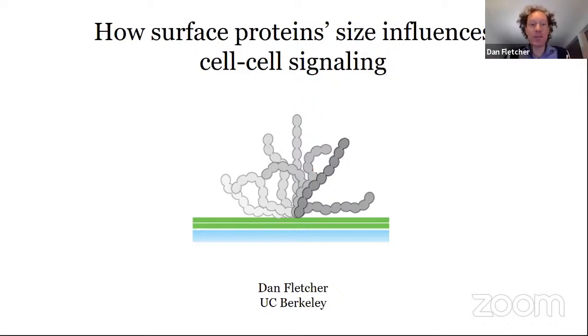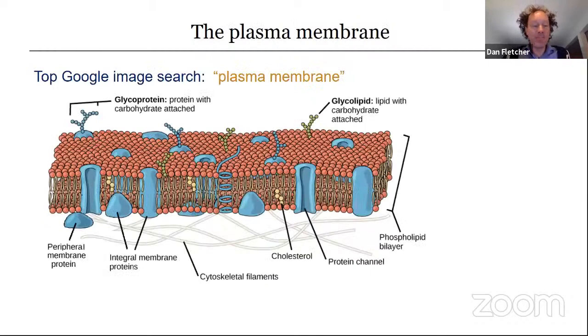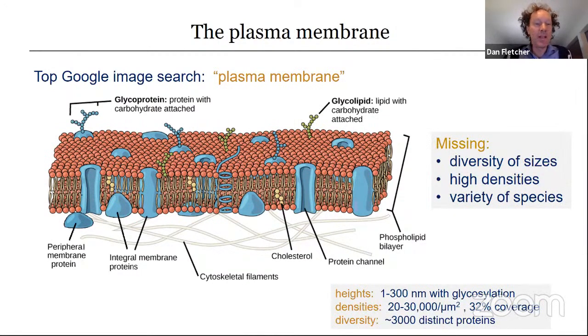Now, the reason I want to talk about the cell surface is because I think there's a really interesting question having to do with size on the cell surface. And that is specifically the size of the ectodomains of proteins on the cell surface. If you do a quick Google search for plasma membrane, you might come up with an image like this. And this is accurate in some ways. It's inaccurate in other ways. And one of the things that it's missing most is the diversity and density of cell surface proteins. Rather than proteins simply being transmembrane, the plasma membrane is decorated with a broad set of proteins of different sizes.